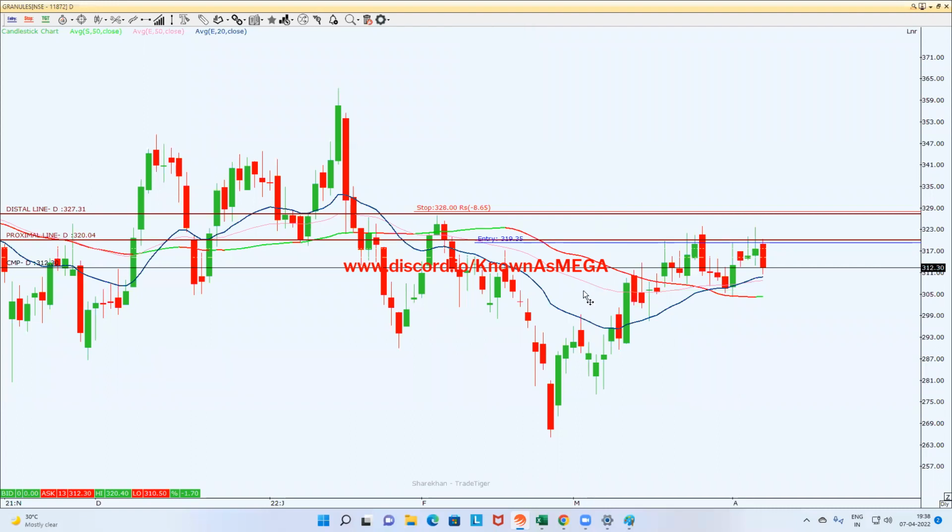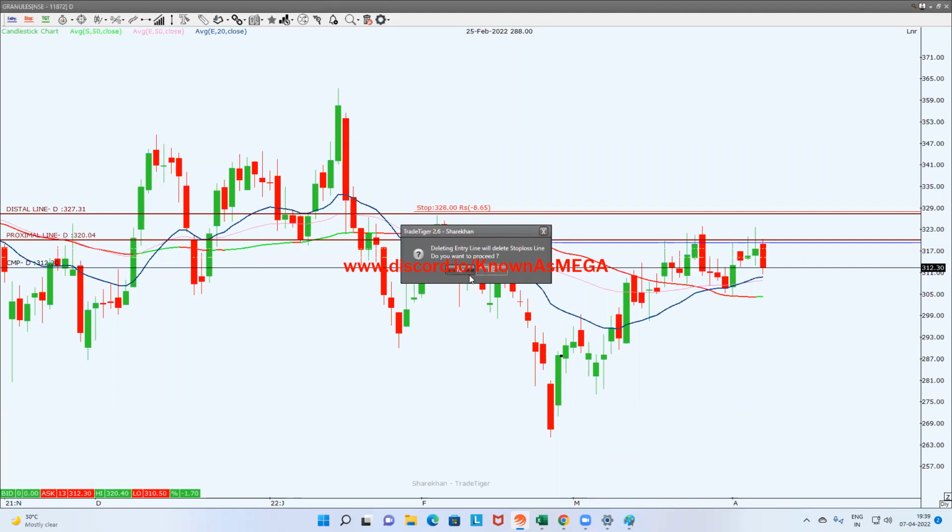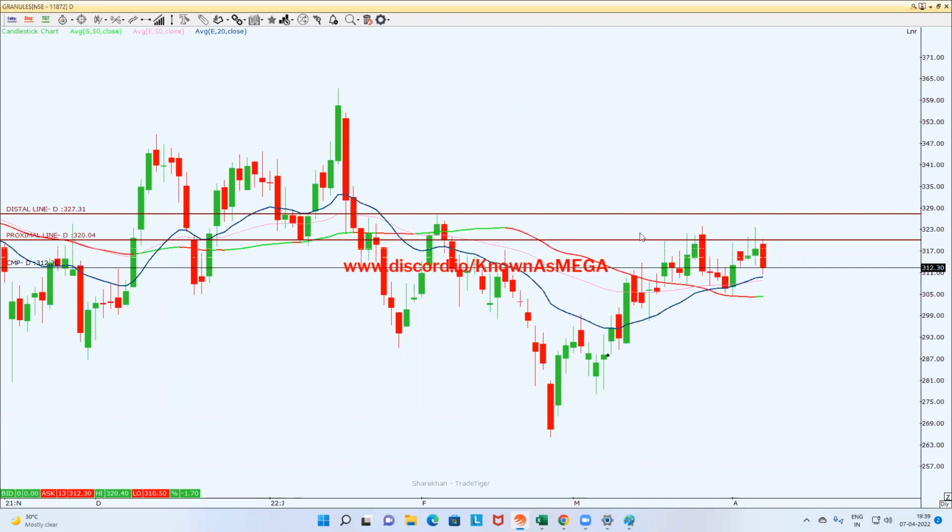What is meant by demand zone? What is meant by supply zone? Why are we marking? You are seeing it live, right? See how the supply zone is behaving.